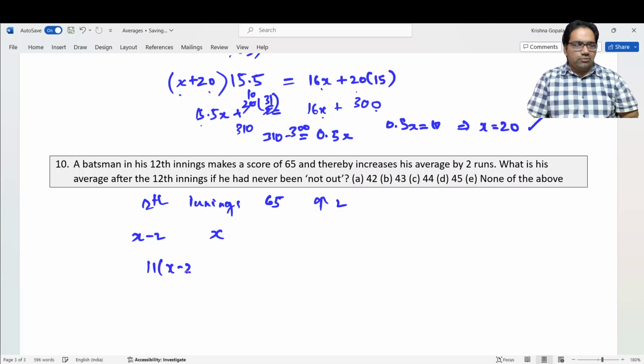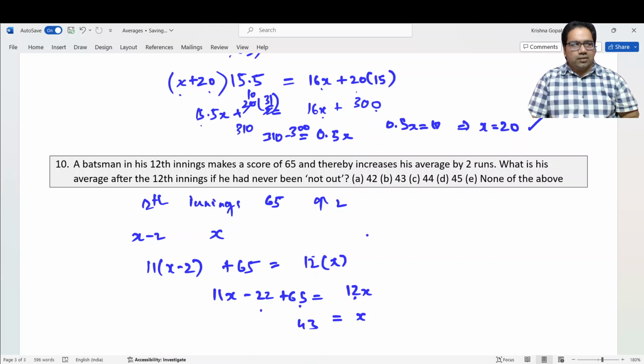11 innings into x minus 2, plus then the 12th innings is 65, is equal to 12 innings, whatever the average, 12 into x. Okay. 11x minus 22 plus 65 is equal to 12x. 12x minus 11x is x, which is equal to 65 minus 22, which is equal to 43.